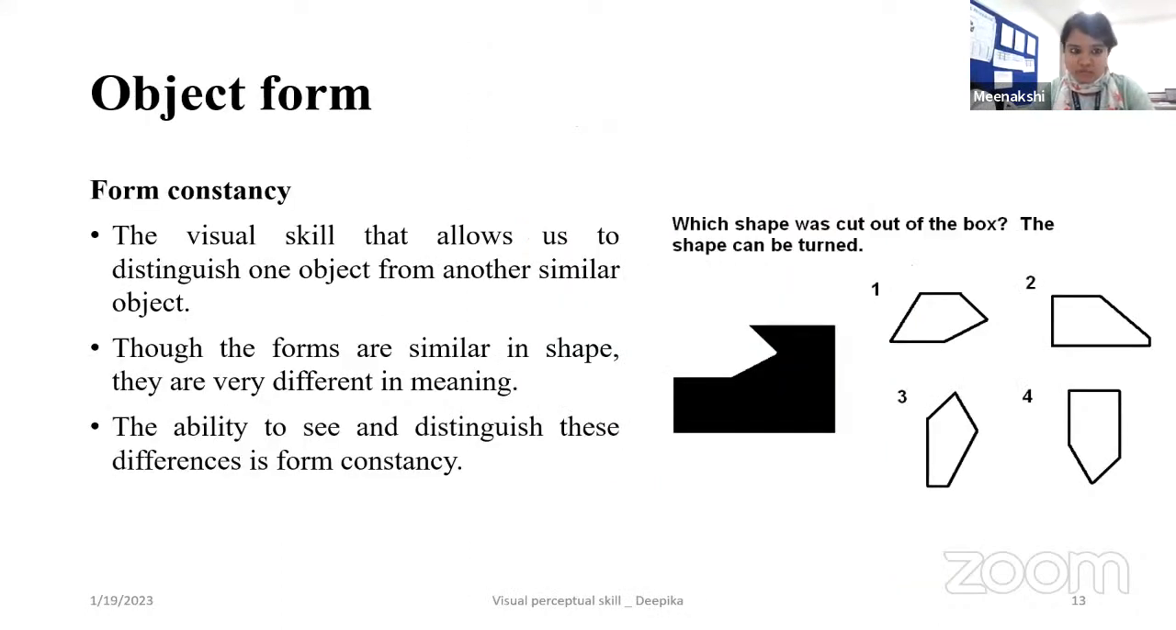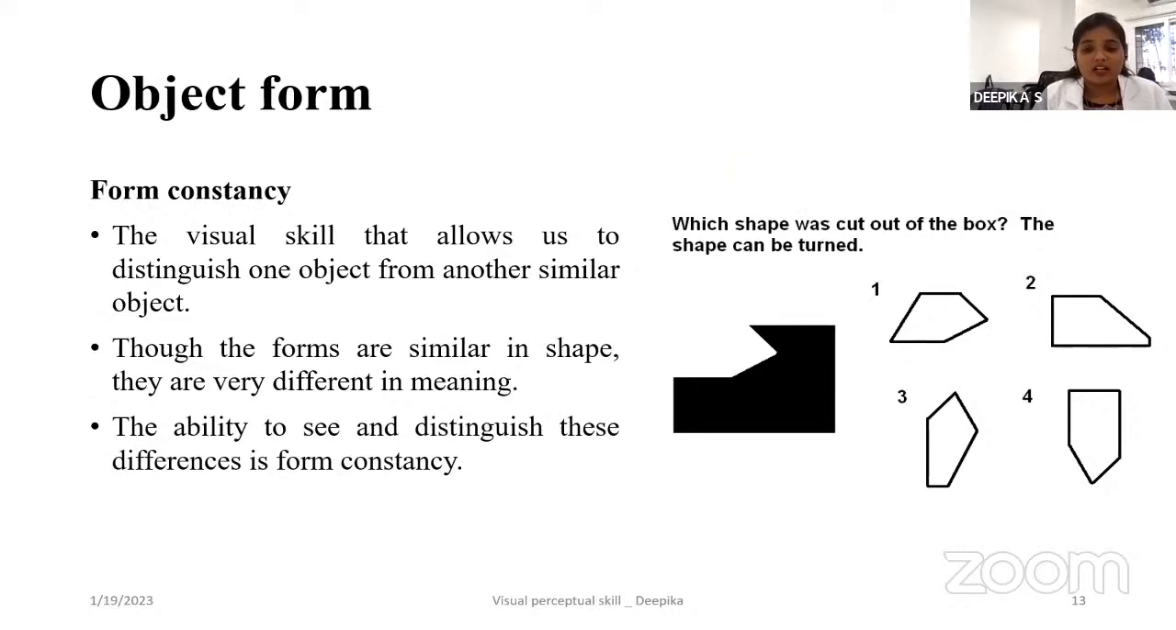Okay. The next one is object form consistency. It is the visual skill that allows us to distinguish one object from another similar object. Though the forms are similar in shape, they are very different in meaning. So the ability to see and distinguish these differences is form consistency.